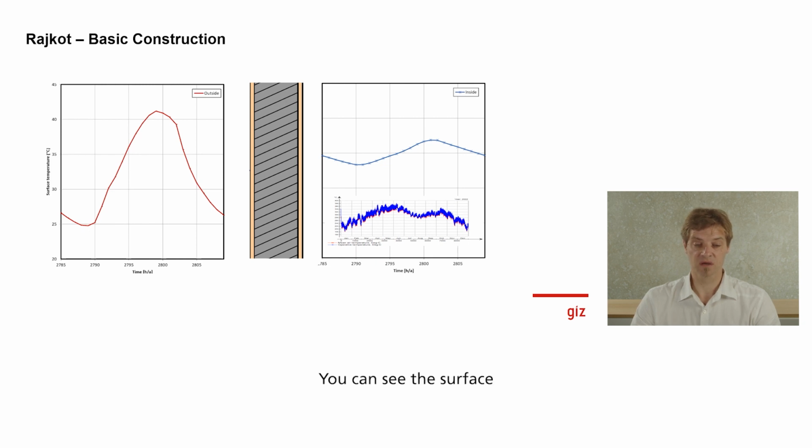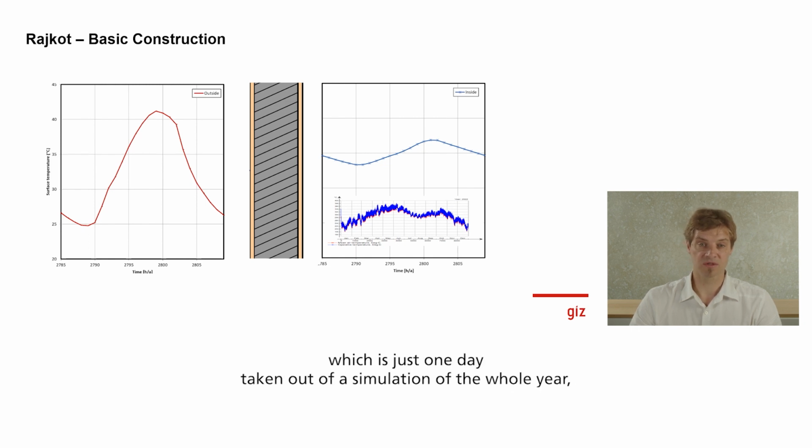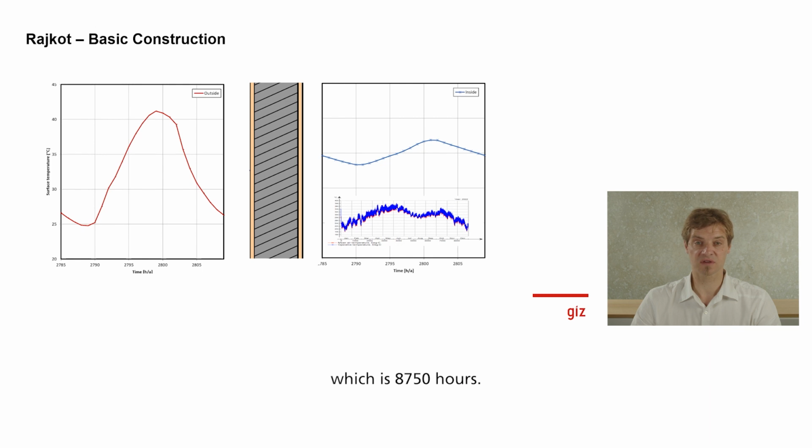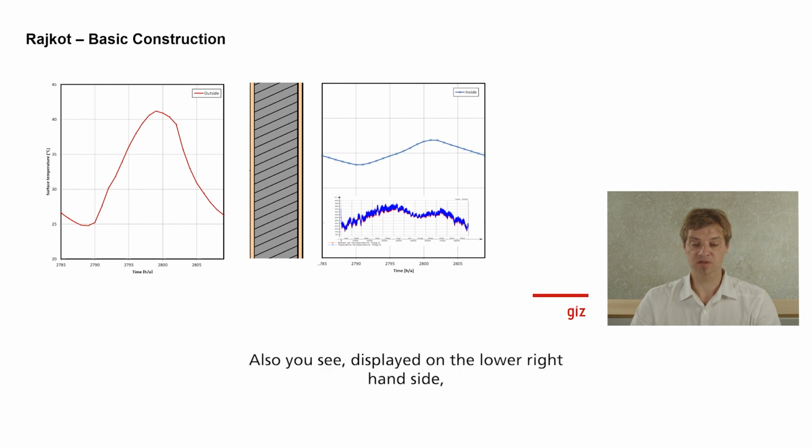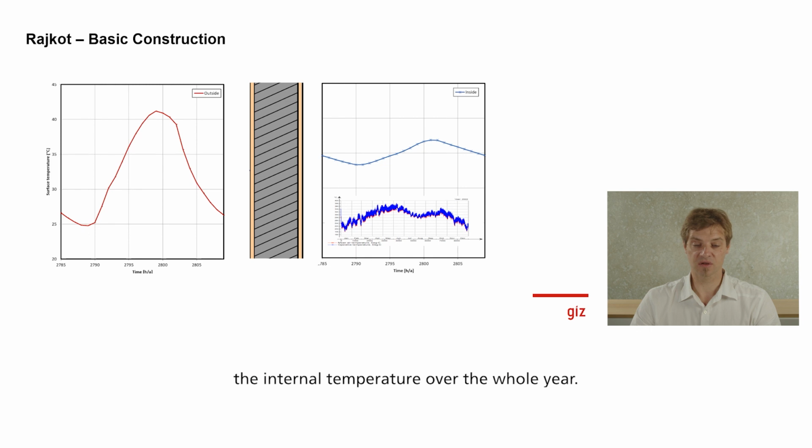You can see the surface temperature displayed here, and you can see down here the temperature, which is just 1 day I've displayed out of the whole year I simulate, which has 8,750 hours. This is 1 day in June. You will also see displayed down here on the right hand side the internal temperature over the whole year.